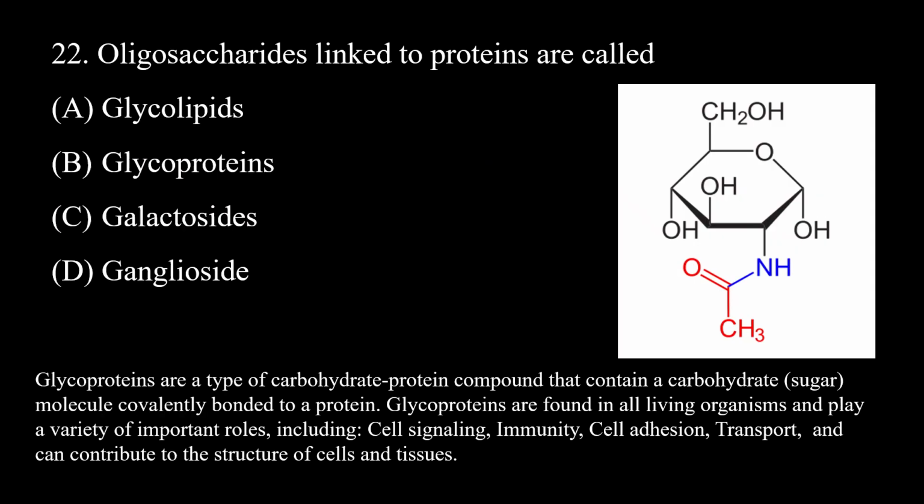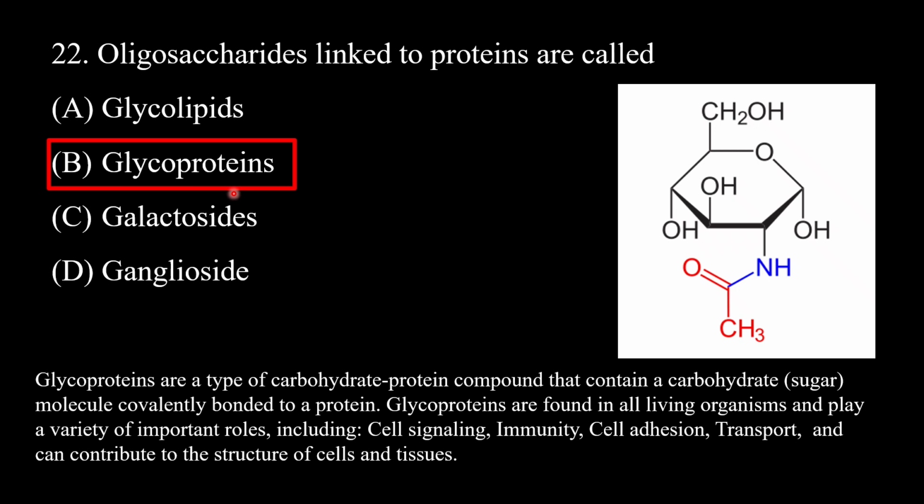Question number 22. Oligosaccharides linked to proteins are called A. Glycolipids, B. Glycoproteins, C. Galactosides, D. Ganglioside. The right option is, when the oligosaccharides link to the protein, they are known as glycoproteins. If we look into the structure, this is the structure of the monosaccharide, but as oligosaccharide, when they are linked to the proteins, this is the amino group, so they are known as glycoproteins. Glyco is for the saccharides and the protein is for the proteins or amino groups, so they make up the glycoproteins.